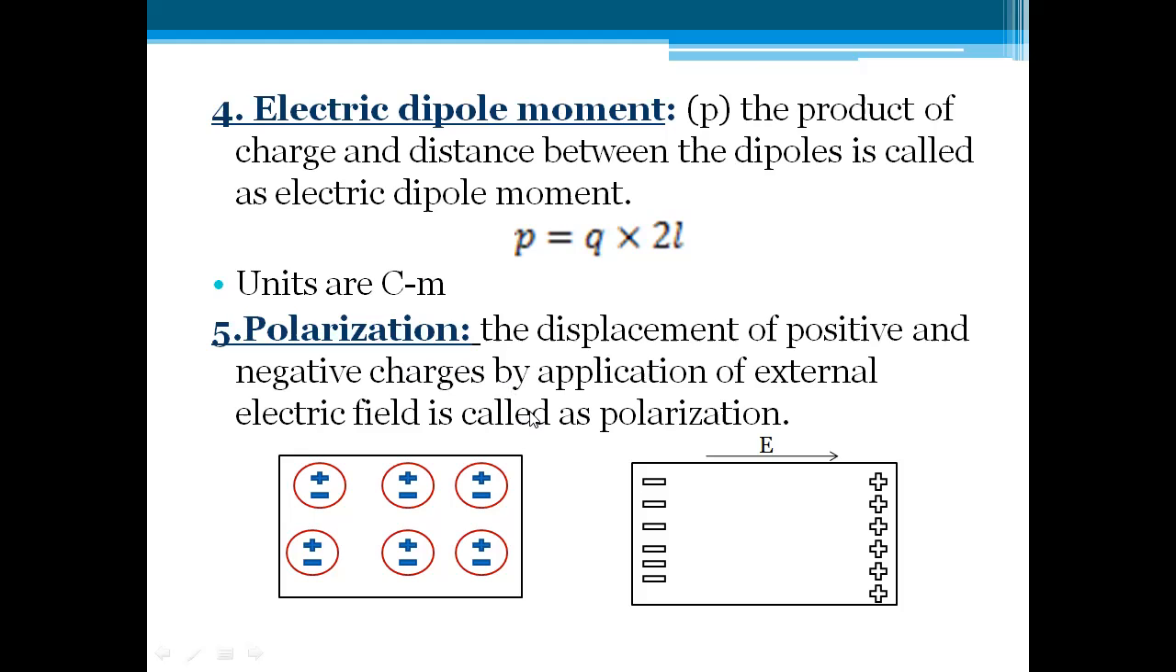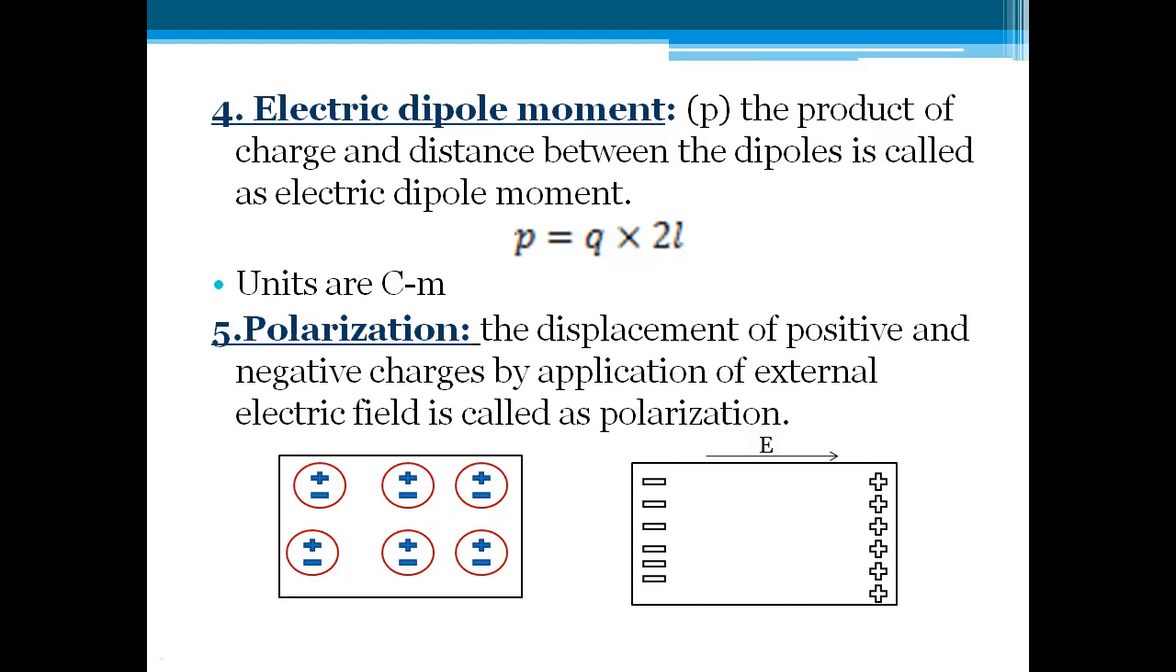Polarization is a phenomenon which happens when a dielectric material is placed in an external field. So when a dielectric material is placed in an external field, what happens? Depending on the field direction, positive and negative charges will get displaced in opposite directions. Such a phenomenon is called polarization. Due to application of electric field on a dielectric material, the positive and negative charges of the material get displaced in opposite directions and get situated on the surface of the material. Such a displacement due to application of external field is called polarization.